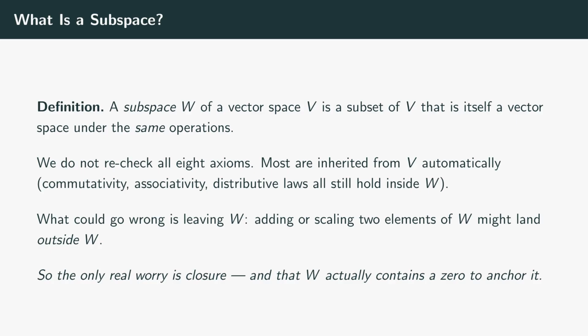What can actually fail is staying inside the subset. If you add 2 elements of W, you might land outside W. If you scale an element of W, you might leave W. That is the genuine danger with a subset. It can leak. So really there are only 2 things to worry about: that W is closed under both operations, and that W actually contains a zero vector to anchor it. That observation gives us a quick test coming up next.